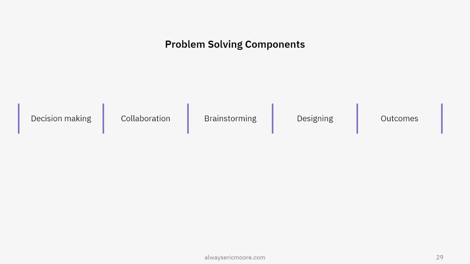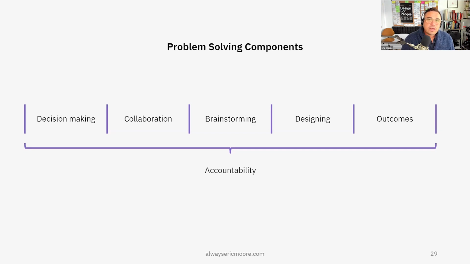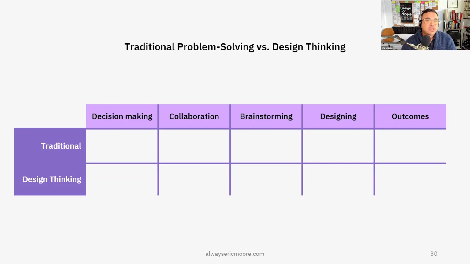Great. Well, then underlying all of that in terms of problem solving is accountability. You got to get the work done. You can't let brainstorming go on too long. So if you can agree with me on just these basic six components of problem solving, then there's a way to look at it from traditional problem solving to design thinking. Okay, so again, decision-making, collaboration, brainstorming, designing, outcomes, all through this.